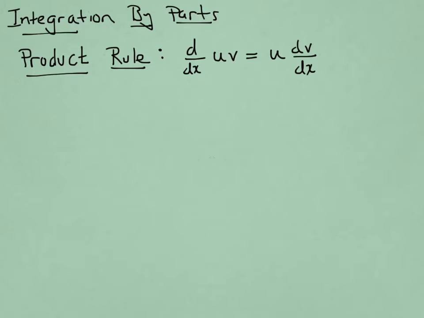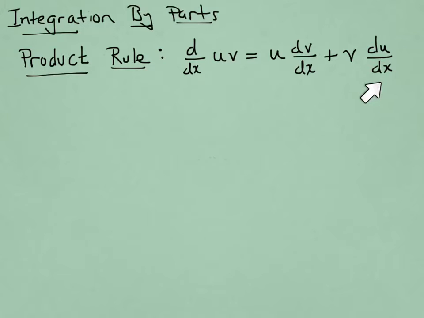Integration by parts says you should leave one of the factors alone. Here I've left u alone, and I should differentiate v with respect to x. I then add and do the opposite thing. I now leave v alone and take the derivative of u with respect to x. So that's our product rule for differentiation.